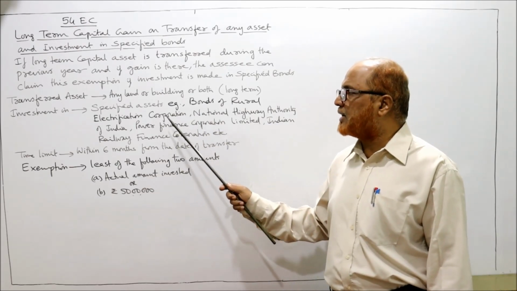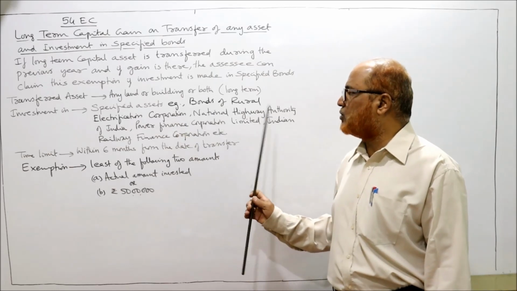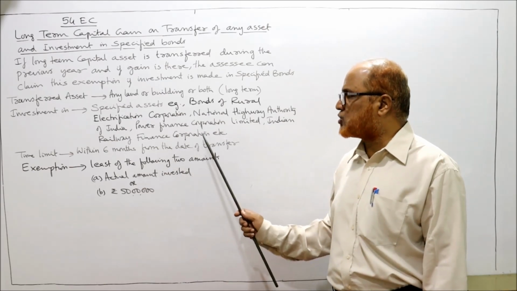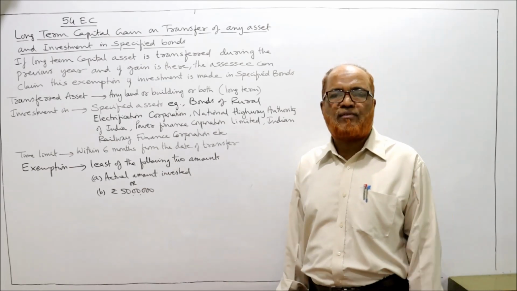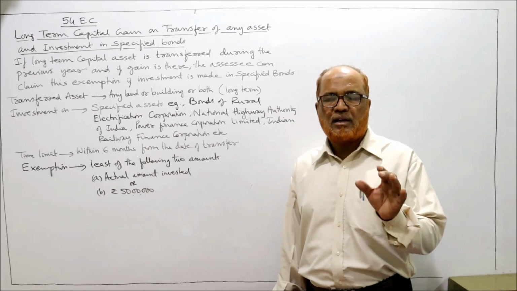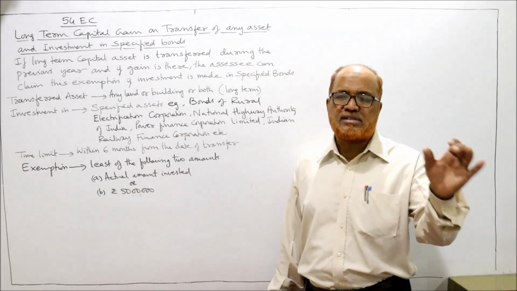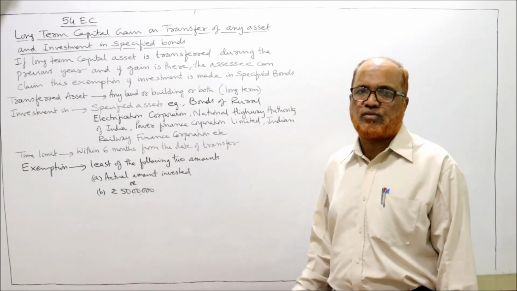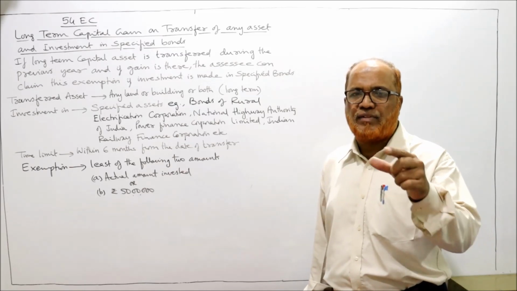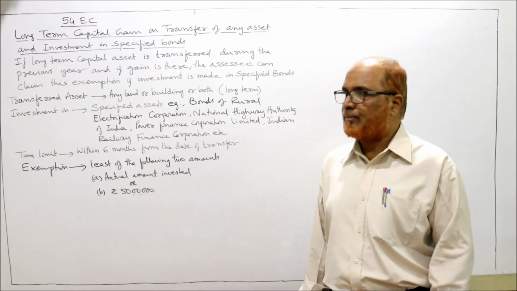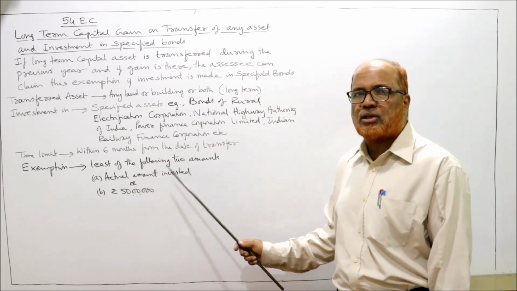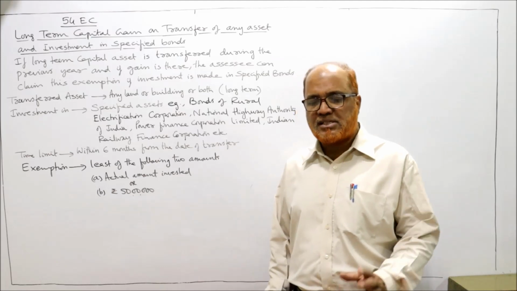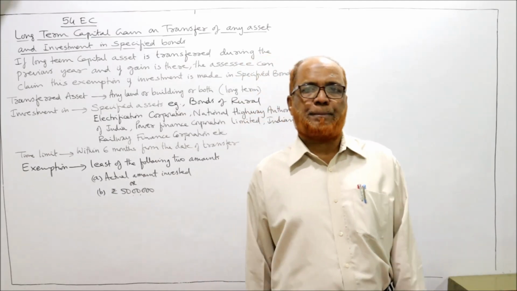bonds of Rural Electrification Corporation, National Highway Authority of India, Power Finance Corporation Limited or Indian Railway Finance Corporation Limited. These are a few specified bonds, specified areas where the assessee can invest the funds and get the exemption. So time limit: within 6 months from the date of transfer. When he transfers the asset, within 6 months he has to make the investment in bonds. So exemption is the least of the following two: actual amount invested or rupees 50 lakhs. This is the provision regarding section 54EC.